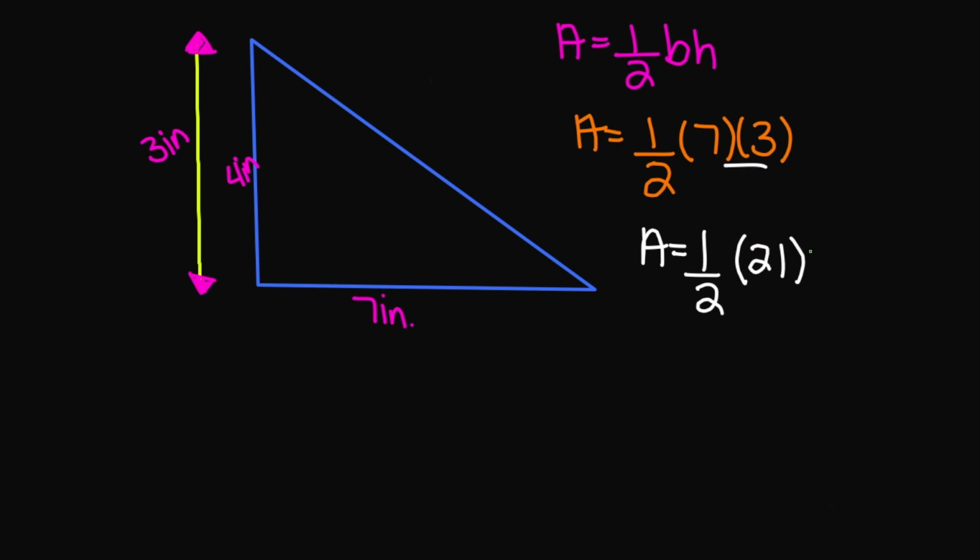And then you're going to multiply your numerator. So 1 times 21, and then 2 times your imaginary 1 here. So we have A equals 1 times 21 is going to be 21. And then 2 times 1, this is going to equal 2. So 21 divided by 2, this is going to equal 10.5 square inches.